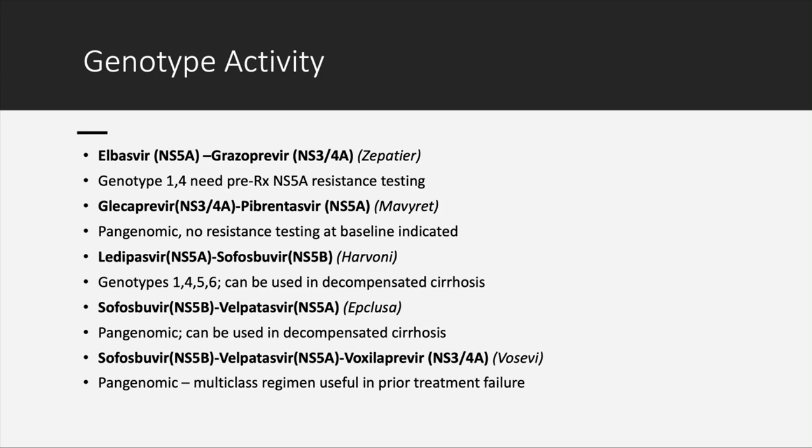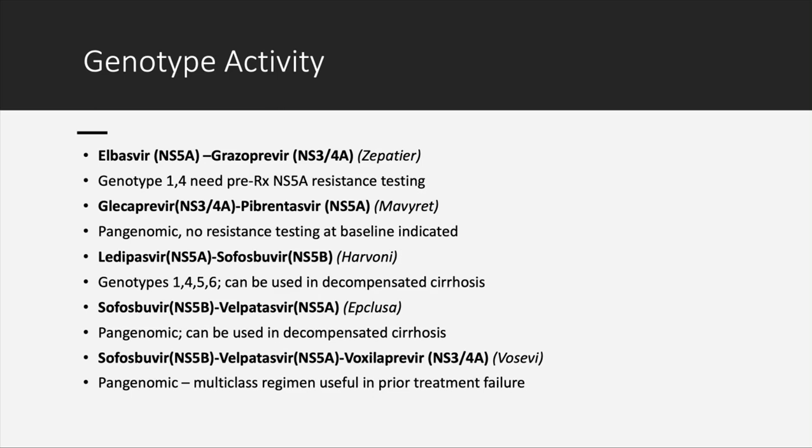Harvoni, effective against multiple genotypes and can be used in decompensated cirrhosis. And the same is true of Epclusa. Why can those be used in decompensated cirrhosis? Because they are agents that don't contain a protease inhibitor. And the Hep C protease inhibitors are more likely to exacerbate decompensated cirrhosis. So if you have someone with decompensated cirrhosis, use a PI sparing agent.